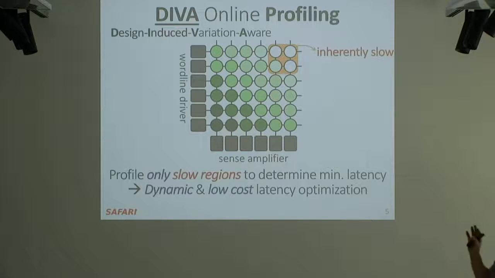I'm not going to go into the details of it, but the reason we want to do this profiling once in a while during runtime is because we don't know the long-term effects, right? You may choose a latency, but that latency may not be good 5 years from now, 2 years from now, 3 years from now, who knows? So it's good to do this dynamic optimization.